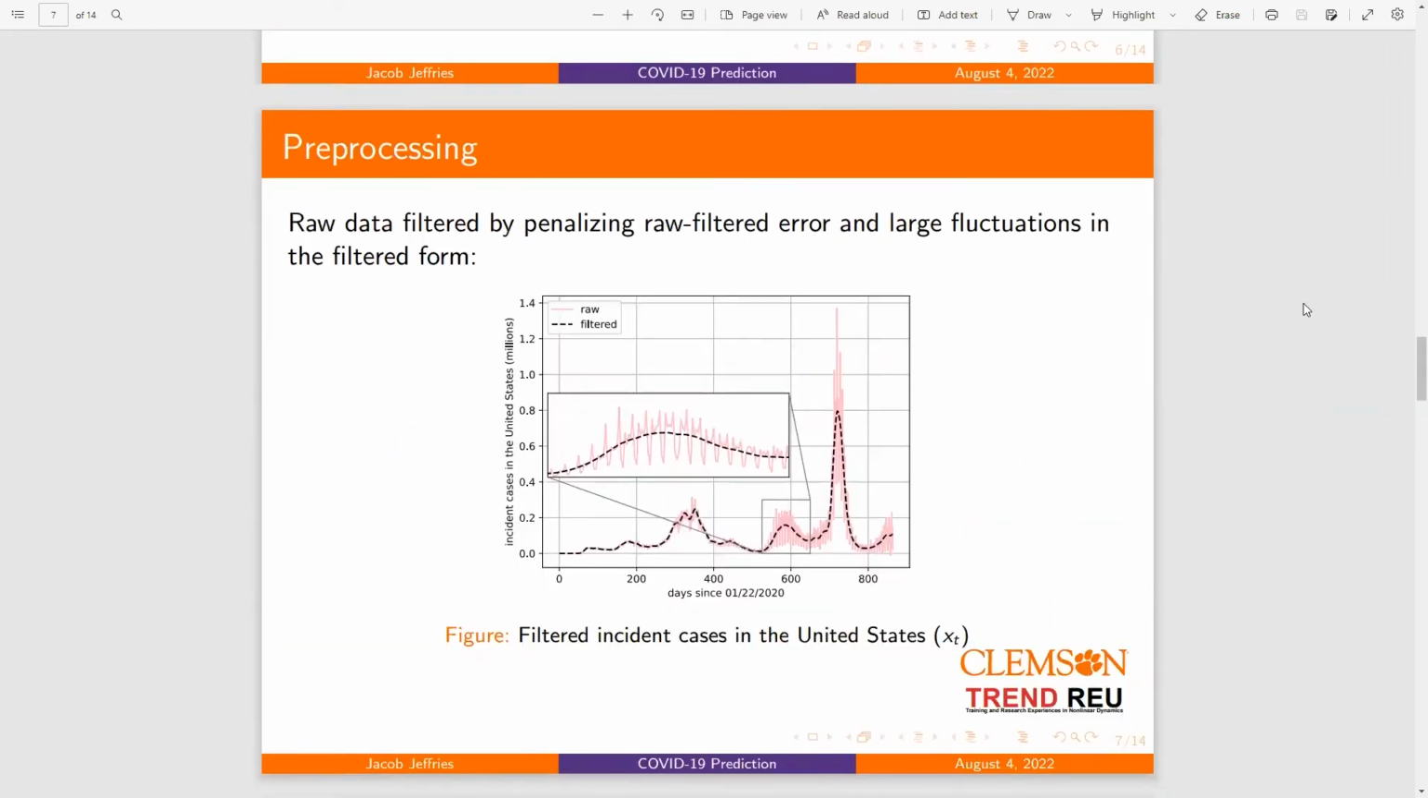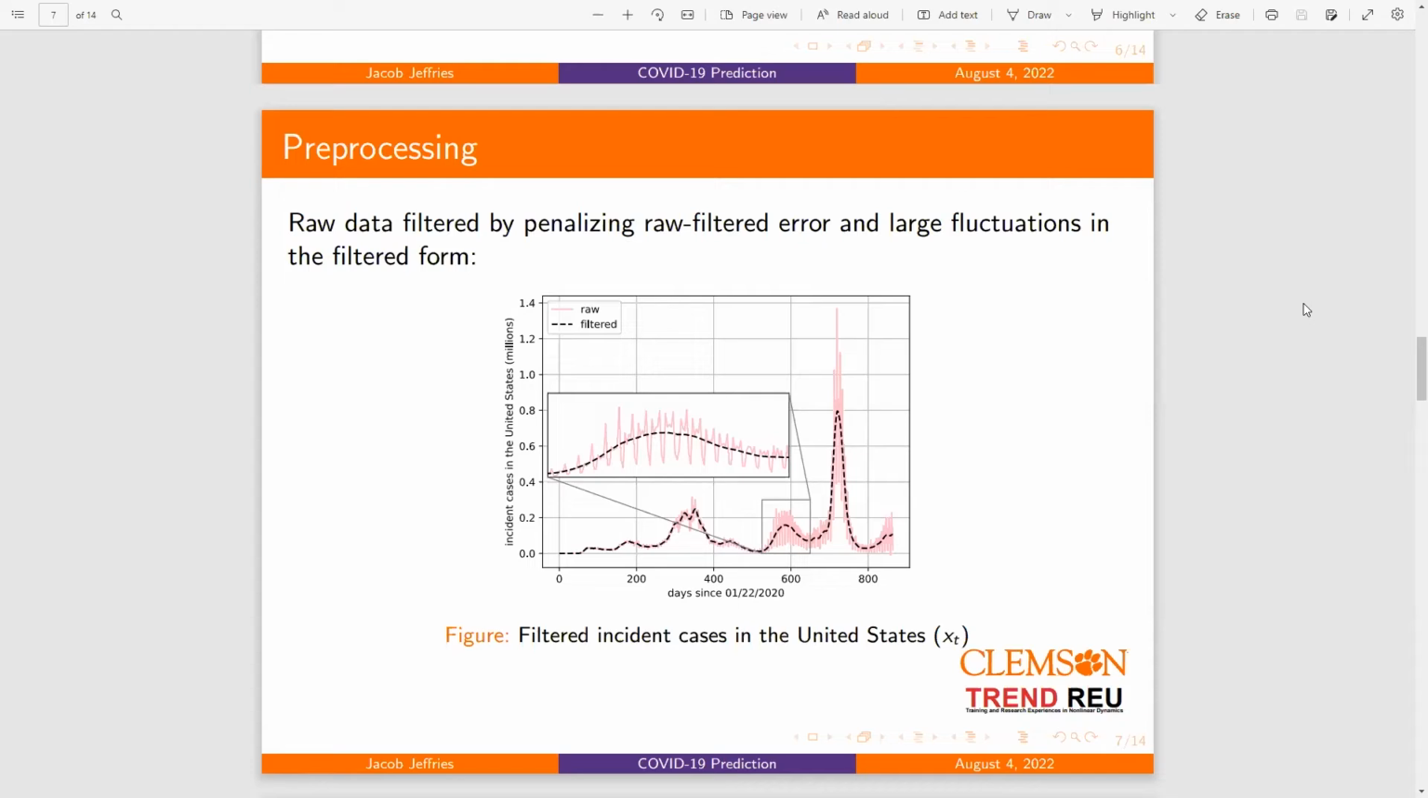For preprocessing, we had to do something about this horrible data. We filtered the data using the normal filtering process, minimizing the raw filtered error. We also had to penalize large fluctuations in the filtered form, because with a normal filter it would dip well into this noise right here, which is not what we want, because this is very clearly reporting error and not the actual dynamics of the disease.